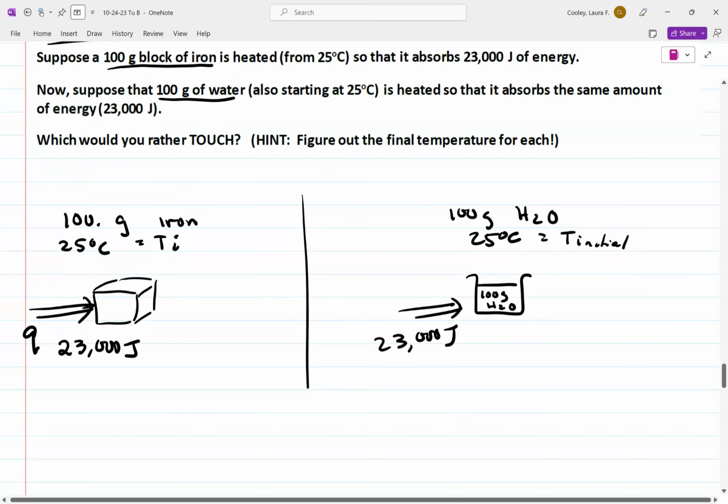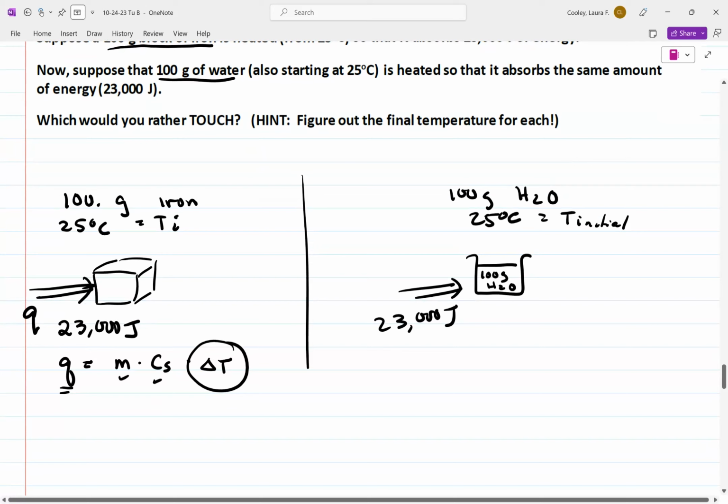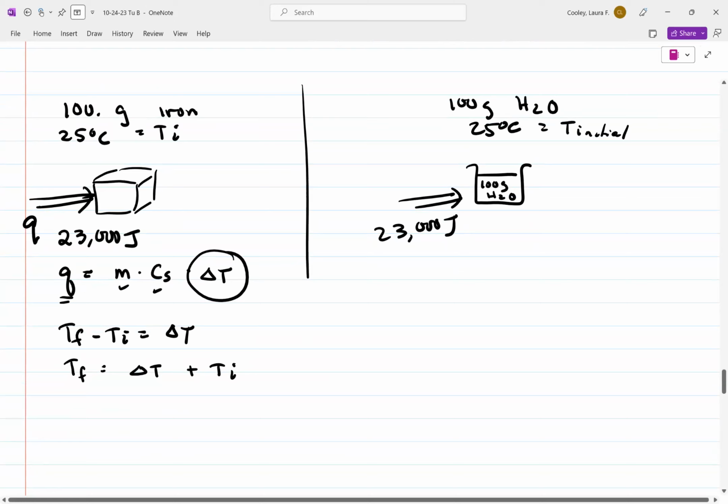Let's figure this out because it's kind of amazing. Q is the mass times the specific heat capacity times delta T. If I know Q, M and CS, what I'm solving for is the change in temperature, and then I add the initial temperature, because TF minus TI is delta T. So T final is delta T plus T initial. Let's get this delta T for the iron.